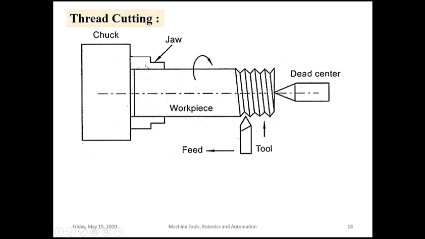So in the thread cutting operation, again you can see that the workpiece will be fixed with the help of a work holding device, and is supported by the dead center. Then the tool, you can see here, is feeding against this workpiece, and these are the threads which have already been formed here, and the workpiece is again rotating at some speed.